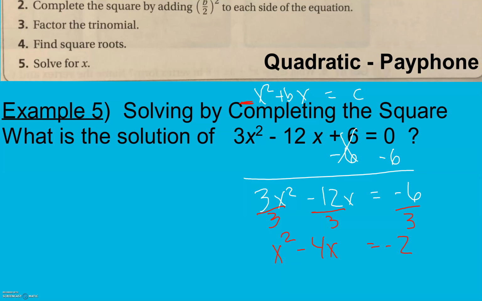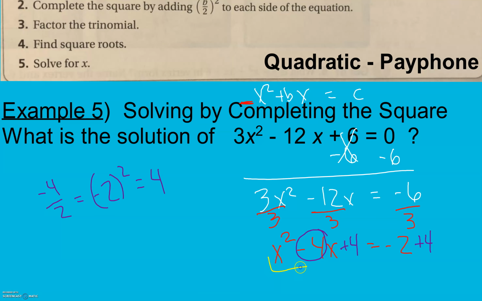Now we complete the square. Step 2, complete the square. We take our b term, half it, then square it, and we add that to both sides. Whatever I do to one side, I have to do to both.